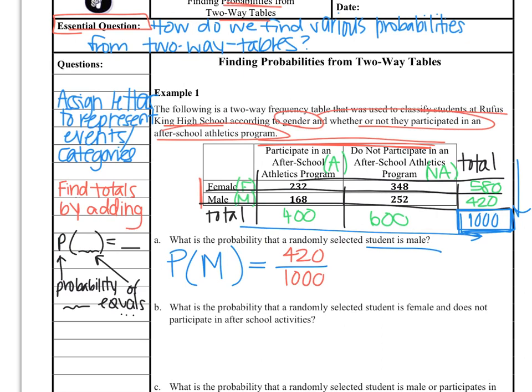We're going to leave it just like that. We're not going to reduce it. We're not going to do anything to it. We're just going to leave it because we love to be able to look right back at our table and say, oh yeah, the 420 came here and the 1,000 came here. Okay, so just leave it exactly the way you see it. And if you want to write a note, you can put this out of all students.